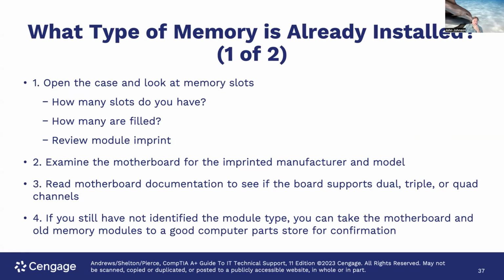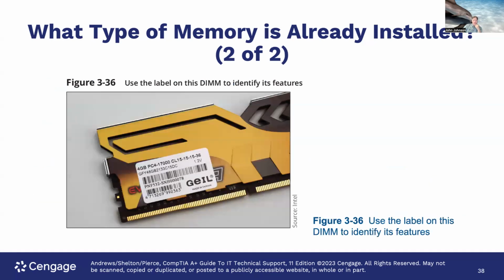You're going to examine the motherboard for the imprinted manufacturer and model. That's a no-brainer. Then you're going to read the motherboard documentation to see if the board supports dual, triple, or quad channels. If you still have not identified the module type, you can take the motherboard and old memory modules to a good computer parts store for confirmation. You can often find this by looking it up online. Here's the label that has a lot of the information on it. If you look at the DIMMs, you can see a lot of information, and you can Google it and see the specifications. If you put that in online, you'll get a good bit of information and be able to find memory to match it.